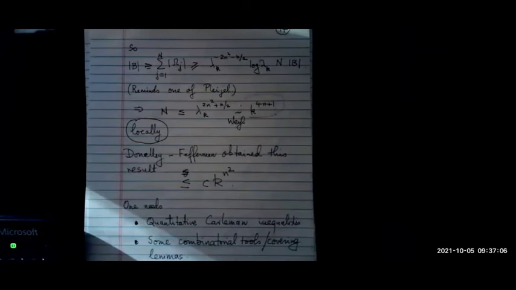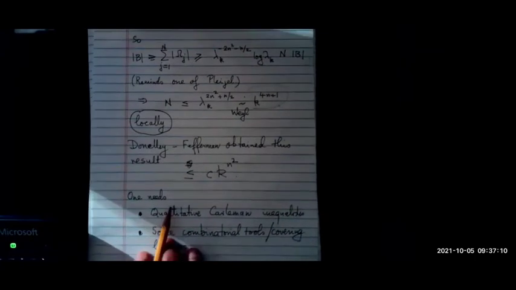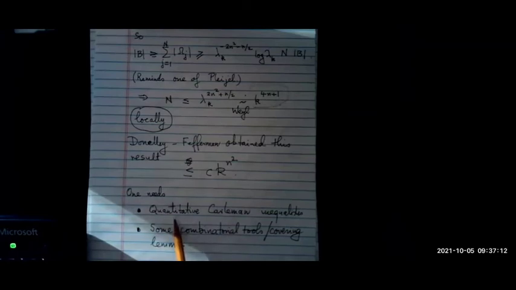So before I proceed, I just want to point out that there are two ingredients that are needed in this proof. One is what is called nowadays, it's a big area, quantitative Carleman inequalities. So you want to do unique continuation. What do you do in unique continuation? You have some elliptic equation. You assume that u vanishes to infinite order. And then if it vanishes to infinite order, then it vanishes identically.